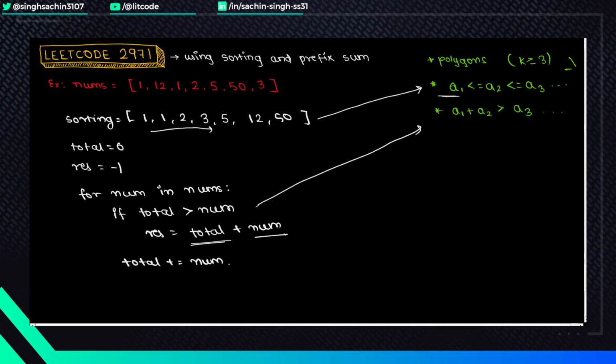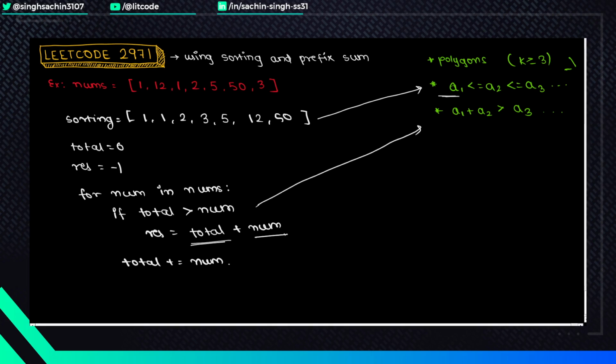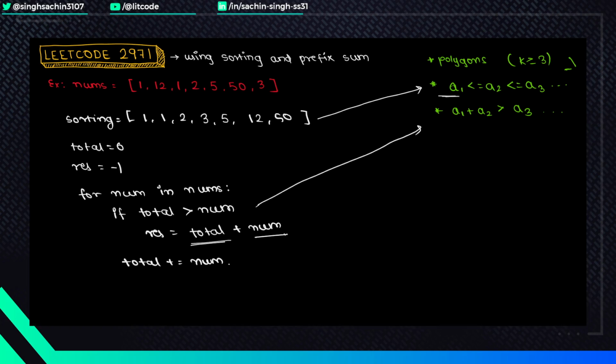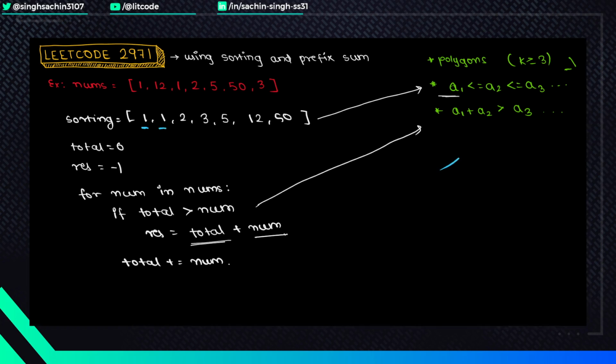Okay, so what we are doing over here, think of it as with each iteration we are adding one edge in the polygon. For example, at the 0th index we added one edge. Now with the second iteration we added another edge. I'm just taking an example. Is it possible to form a polygon? No. Why? Okay, so let's say total as well.